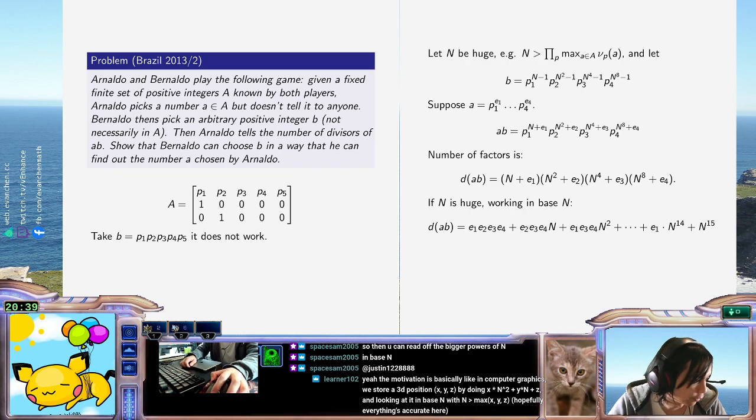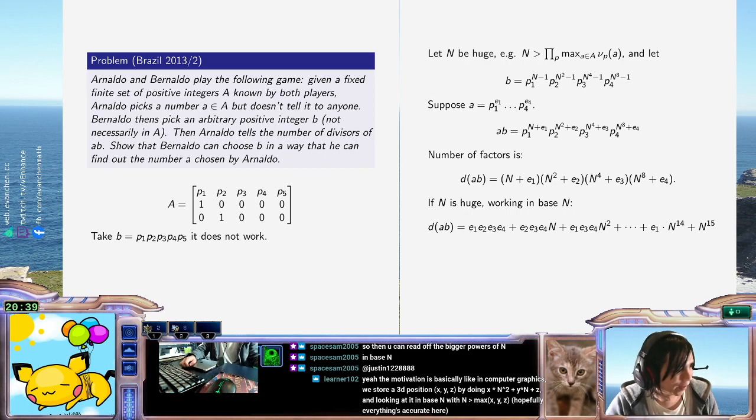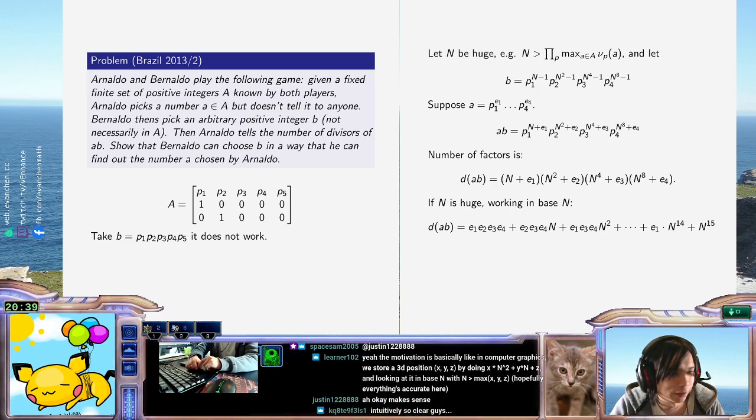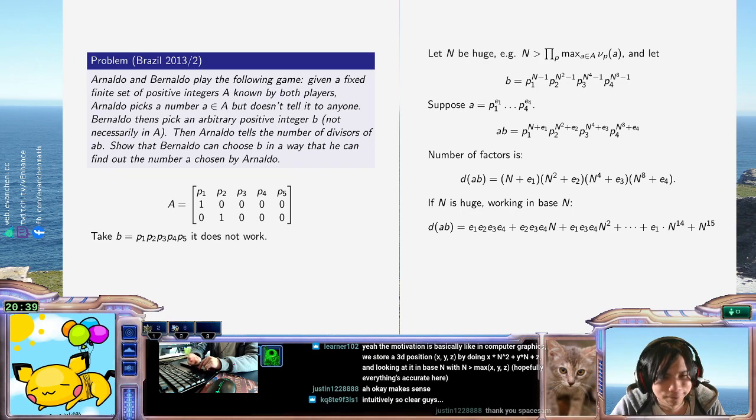In computer graphics, we store a 3D, oh man, that's funny. Okay, see, this is why I picked the Brazil problem, because, I mean, honestly, the problem statement just kind of looked like it should be quick. I don't know.